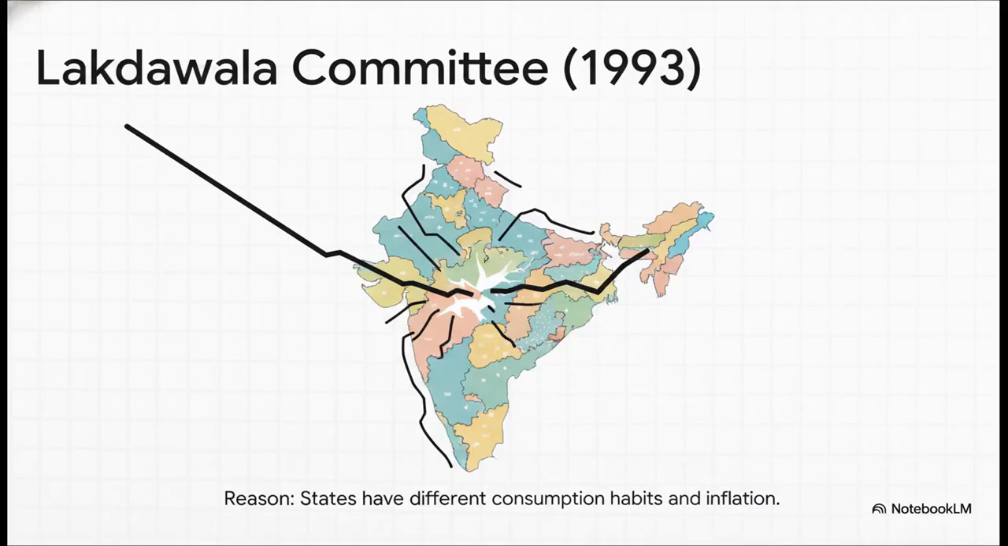Then, in '93, the Lokdawala Committee said, hold on, even that's not enough. They argued that the cost of living and even what people eat is totally different in, say, a coastal state like Kerala compared to a northern state like Punjab.